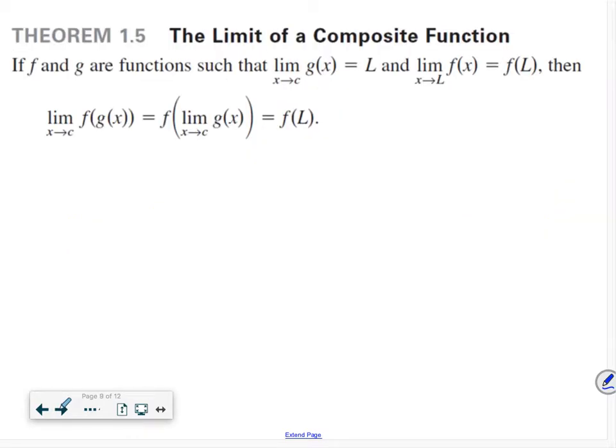When we talk about the limit of a composition, I'm going to go ahead and let you write this down. Give you a minute or two to write down the limit of a composition. Taking the limit of the composition is very similar to taking a composition. You do the inside first, and then you plug that into the outside.